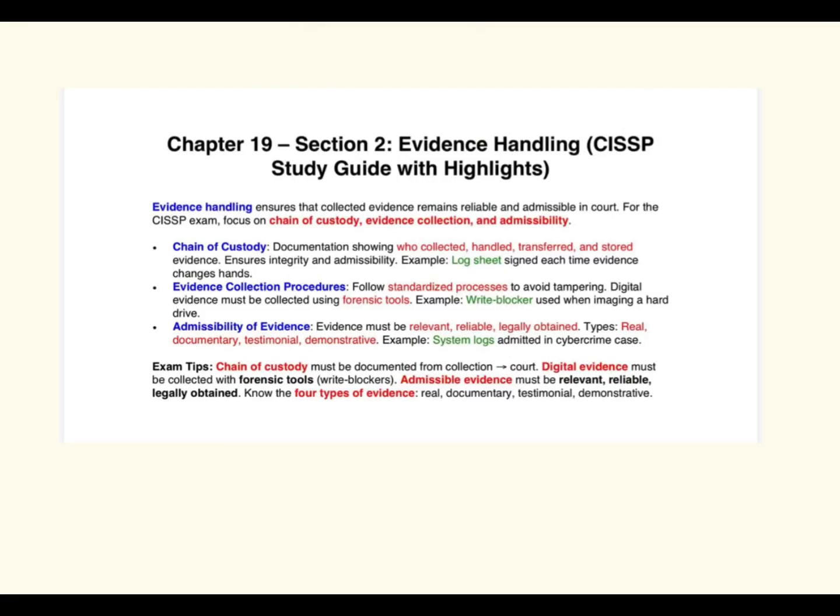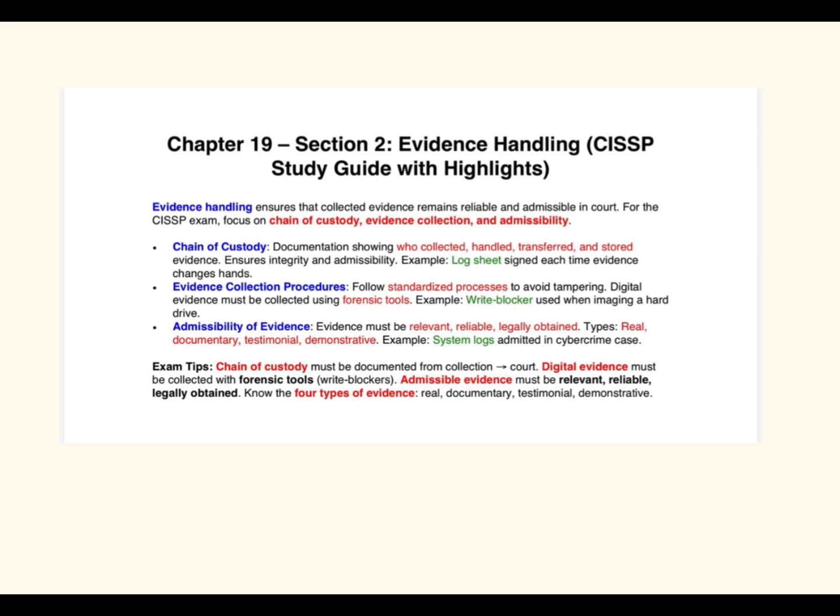In this session, we will discuss how evidence can be handled, a very important topic for the CISSP exam. It is a focused explanation of evidence handling. Evidence handling ensures that evidence is reliable, preserved, and admissible in court if needed.